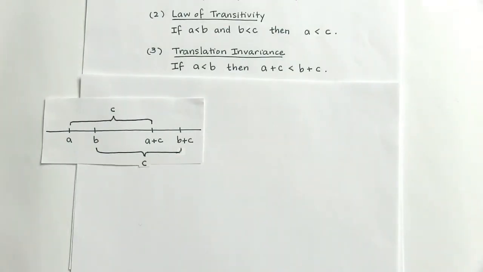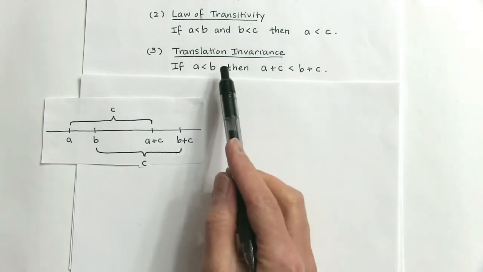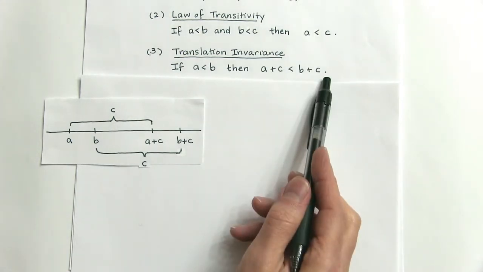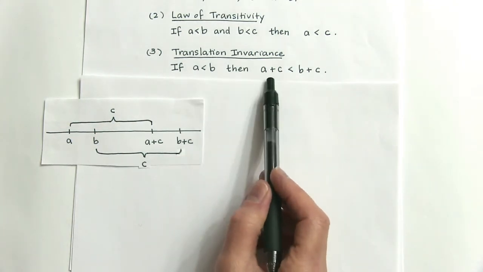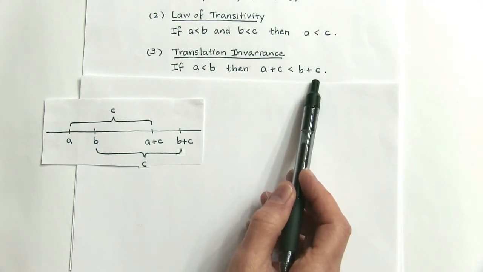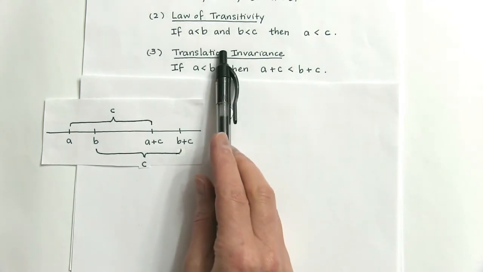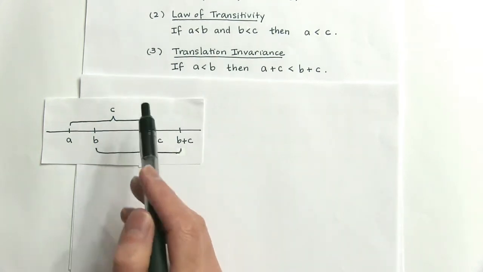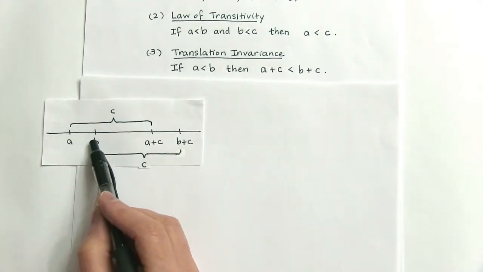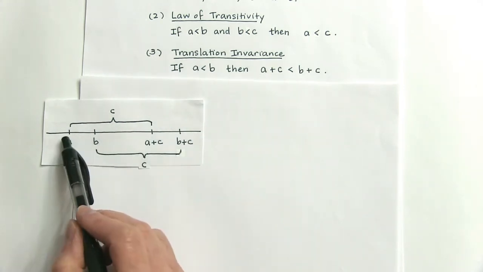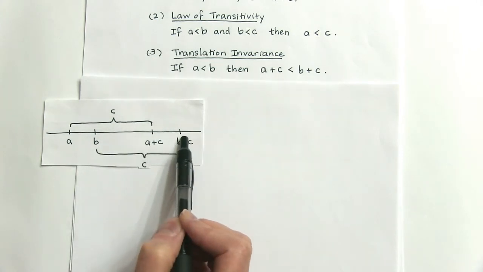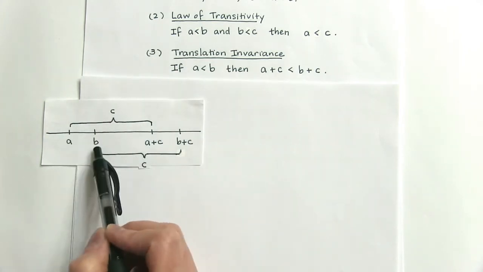The third axiom says that inequalities are similar to equalities in that if you add the same thing to both sides, then the inequality remains true. So if a is less than b, then a plus c is less than b plus c. It's called translation invariance because adding c to both a and b gives a result which is translated along the real number line by the same amount, c.